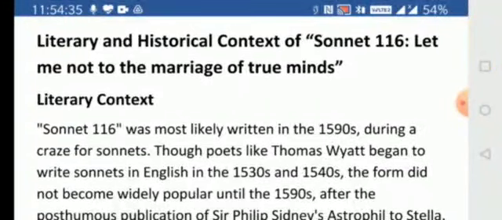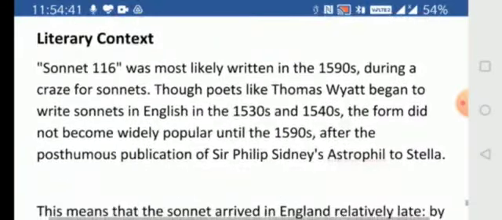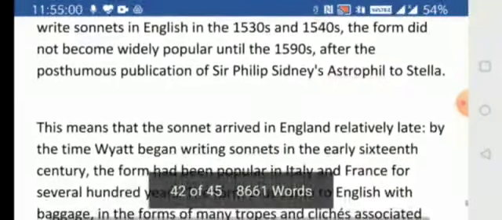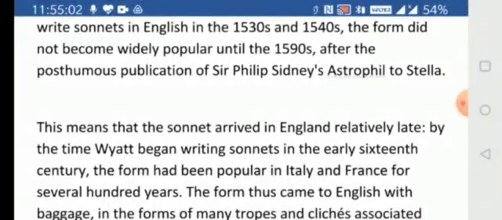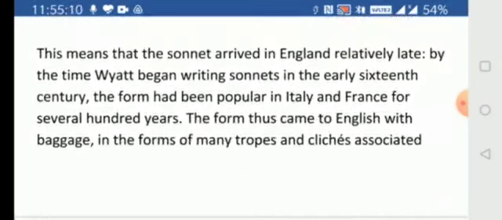Now, the literary and historical context of the poem. First, the literary context. Sonnet 116 was most likely written in the 1590s during a craze for sonnets. Though poets like Thomas Wyatt began to write sonnets in English in the 1530s and 1540s, the form did not become widely popular until the 1590s after the posthumous publication of Sir Philip Sidney's Astrophil and Stella. This means that the sonnet arrived in England relatively late.